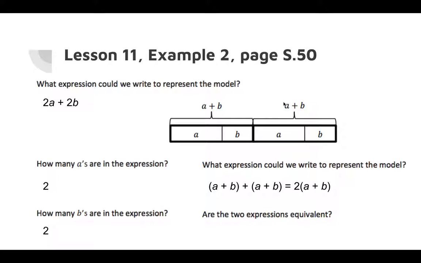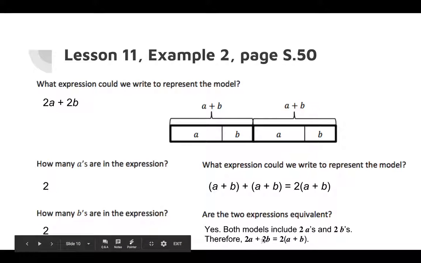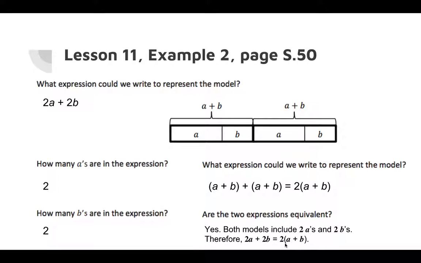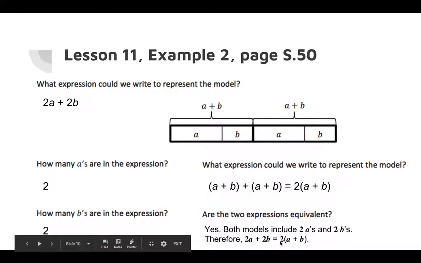You're multiplying it together. Are the 2 expressions equivalent? Remember our previous slides? Yes, because both models include 2 A's and 2 B's. Therefore, 2A plus 2B is the same as 2 times the sum of A plus B. Okay, those are equal because of the distributive property. It looks like you've distributed the 2, right? 2 times A is 2A, plus 2 times B is 2B.